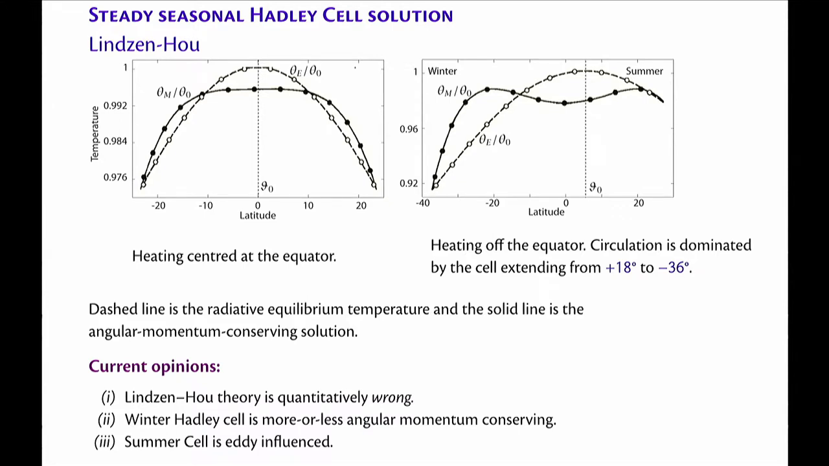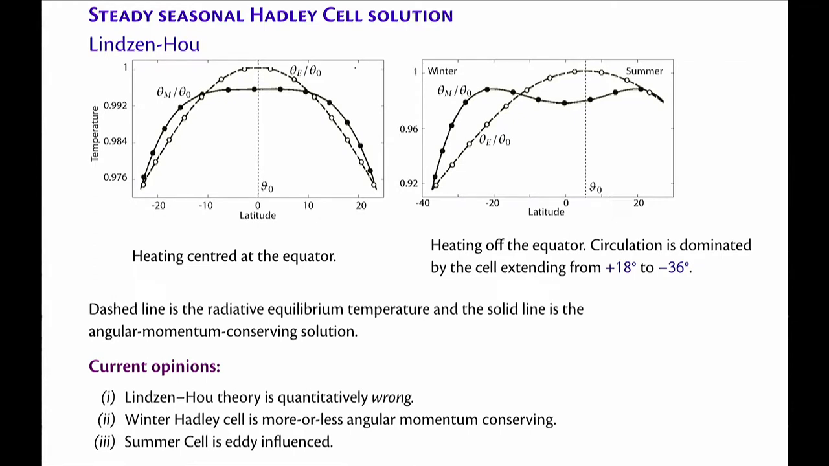Getting into the off-equatorial Hadley cell, you're getting into sort of current research, and people disagree about the verisimilitude of the Lindzen and Hou theory. I would say that the current opinion is that the Lindzen and Hou theory is quantitatively wrong, partly because it doesn't take into account the unsteadiness, the fact that the seasons are shifting back and forth. It assumes that we're always in a quasi-steady circulation.